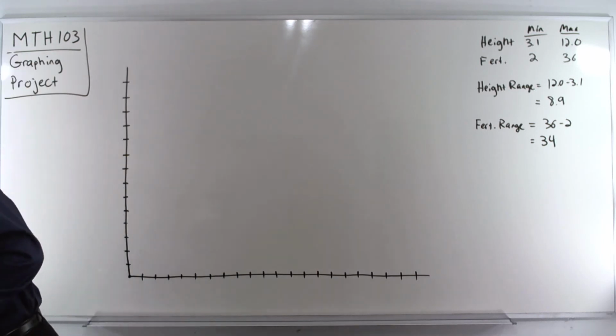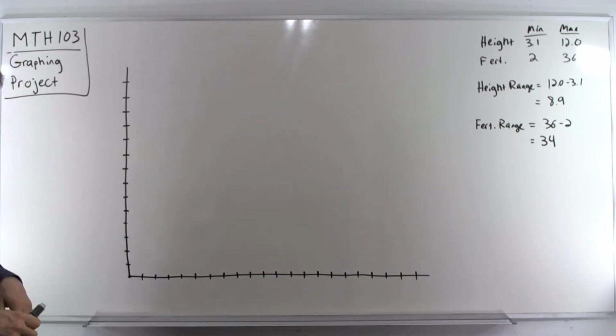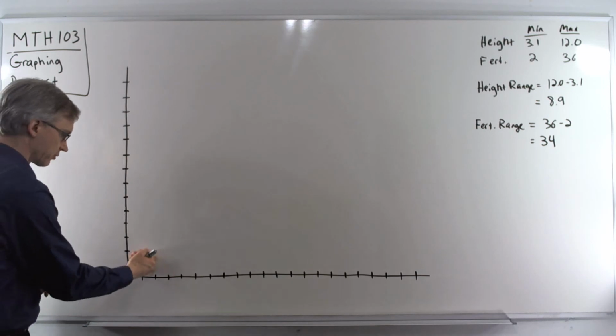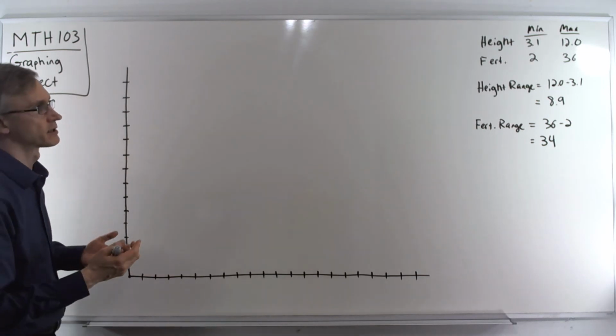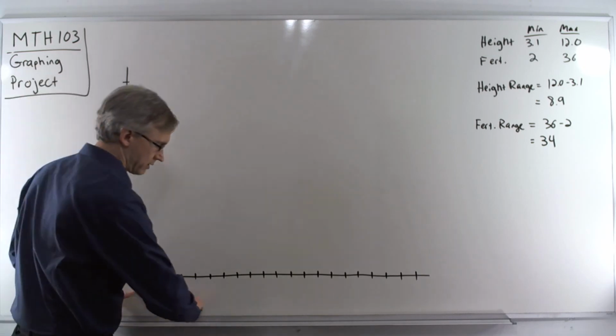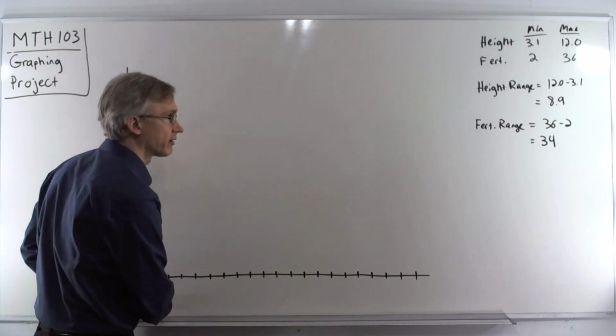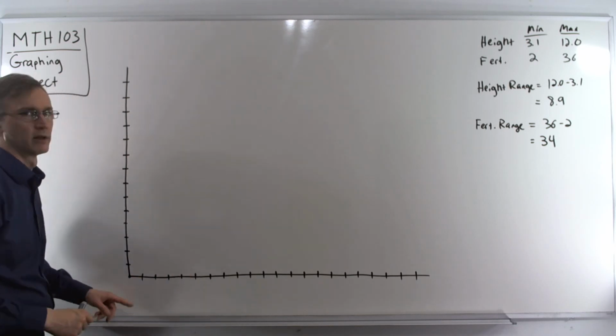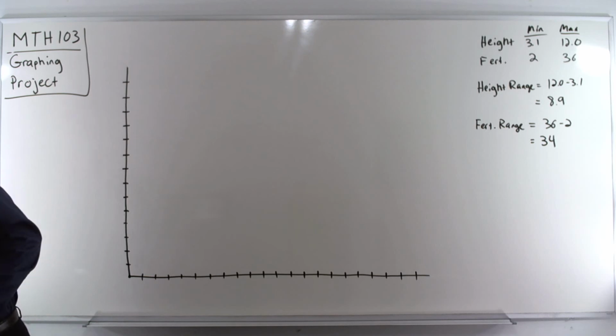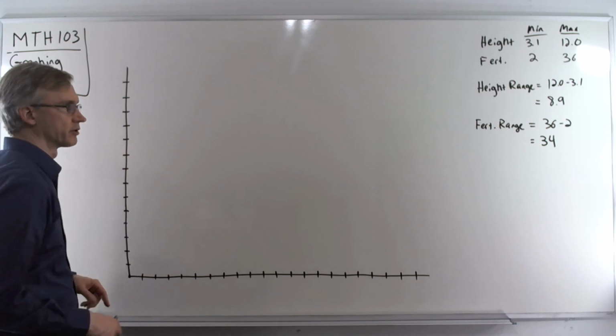Now we are going to divide by the number of squares on one side. Fertilizer is going on the horizontal axis. This is the independent variable. So we're going to count up how many squares we have on the graph paper. We're all using the same graph paper, and I've already counted them up. So we've got 21 squares in the horizontal direction.